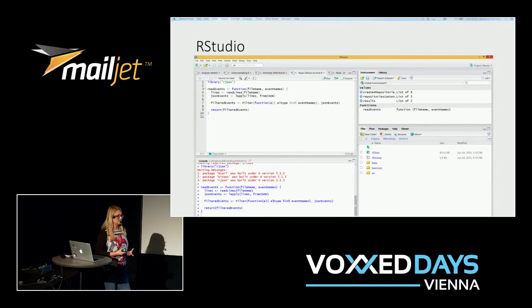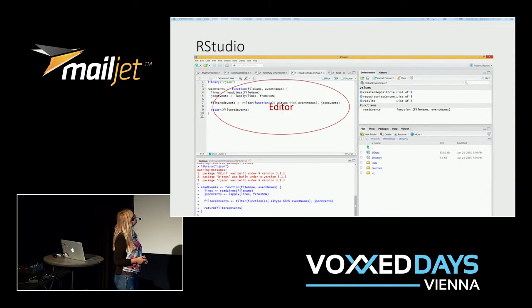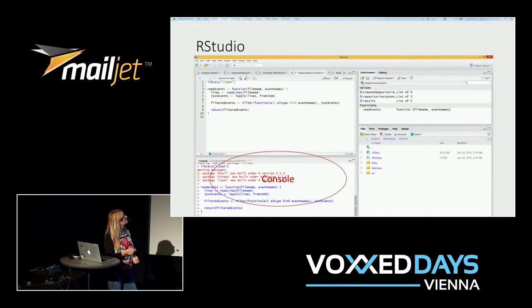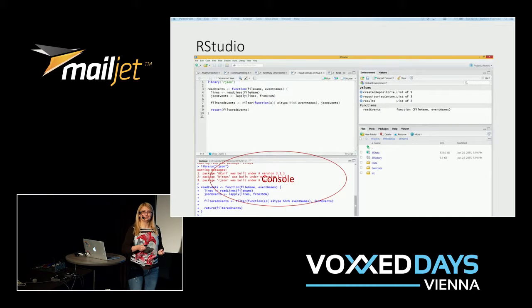So this is RStudio. This is basically how it looks. This is an editor. You have tabs, you can create files, and this is a console. And the thing with R is, whenever you have stuff like this, you need to run it and it will appear in the console. That's how it's done. You're not running a file, you're running commands.